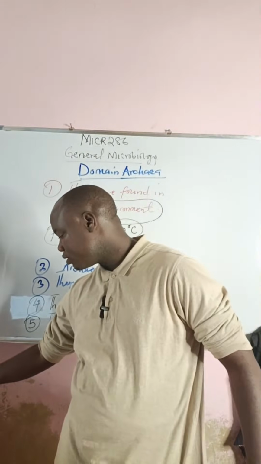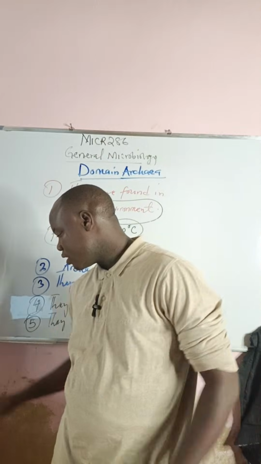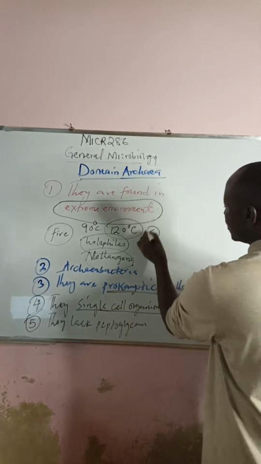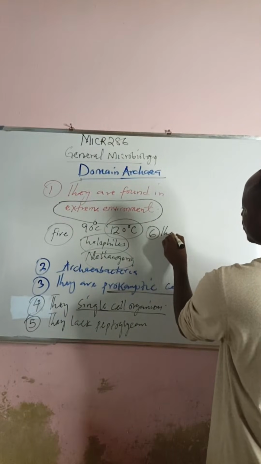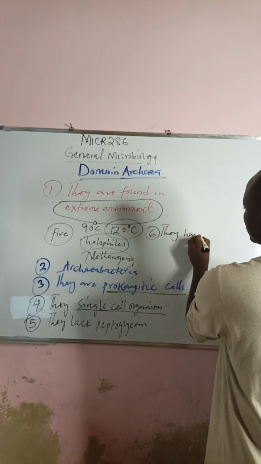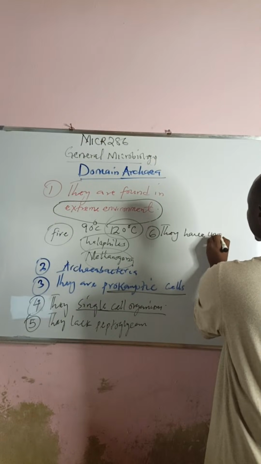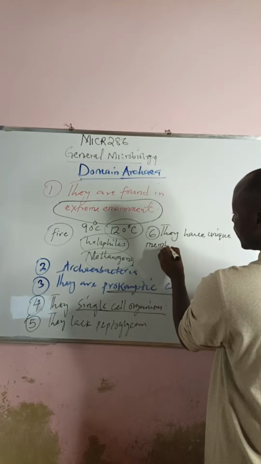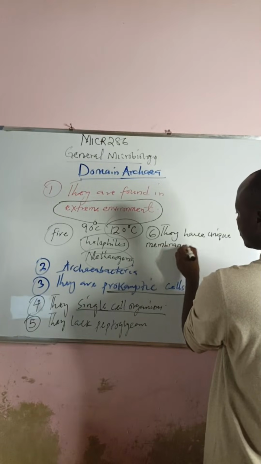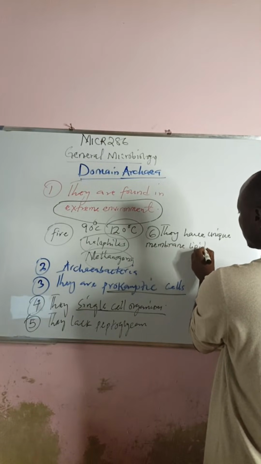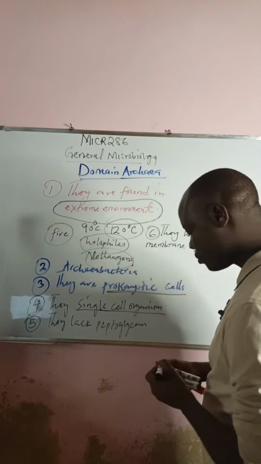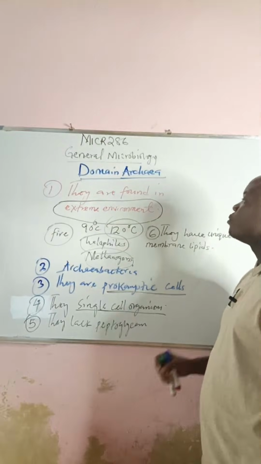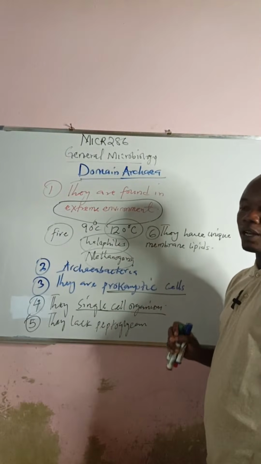So that is one. And they have unique membrane lipids, number six. So that is also another main difference between archaea bacteria and the normal bacteria.